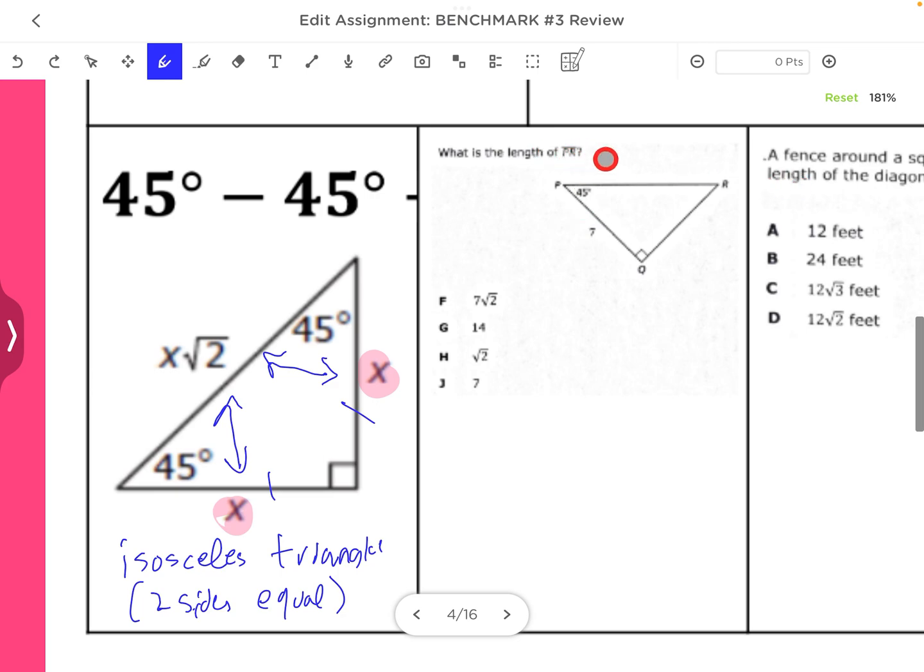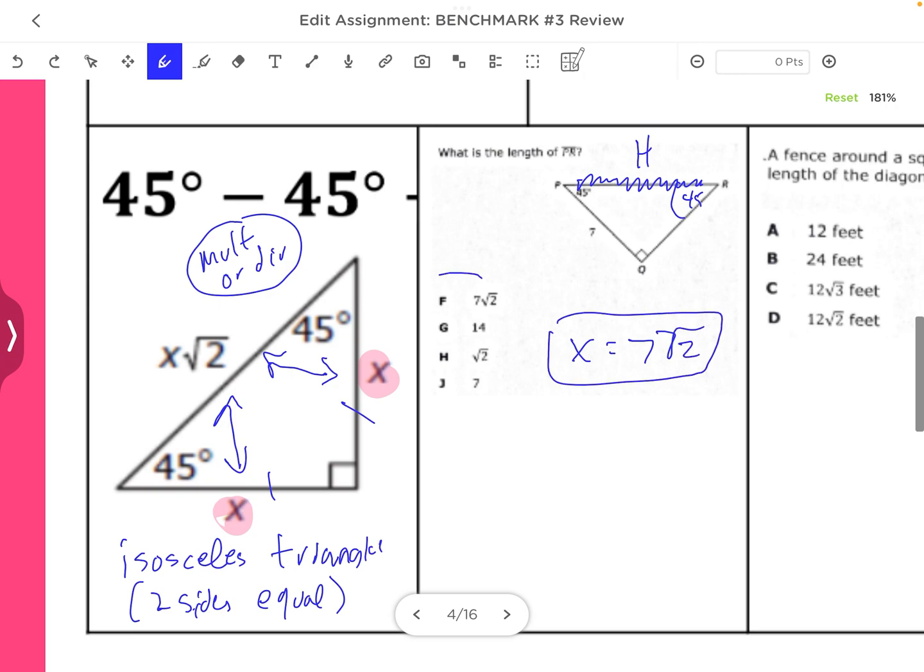It says, what's the length of PR? PR is right over here. Well, what do we know? That's 45. If that's 90, this has to be 45 as well, because they have to add to 180. So it's a 45, 45, 90, and this is the hypotenuse. We're trying to find the hypotenuse given the leg. If we have the leg, we multiply times the square root of 2. So x equals 7 times the square root of 2. That's our answer. It could be as simple as that.